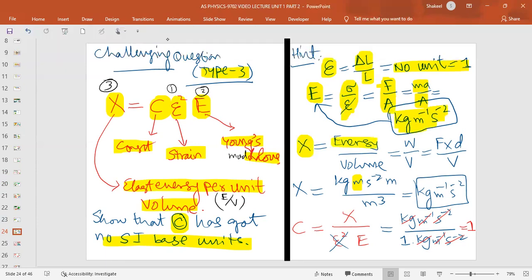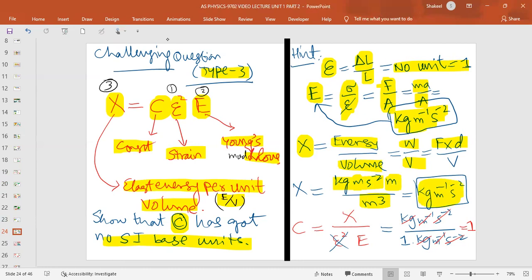So X is energy per unit volume as stated over here. So energy is actually work and volume is volume. Work is F into D, and you know the unit of force is kilogram meter per second squared, which is m a. D is meter and volume is meter cubed. Just simplify it, you'll get the unit of X.